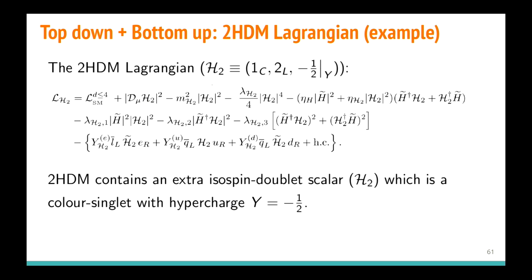So now if we try to match a top down analysis with a bottom up analysis, we take a classic example of a 2 Higgs doublet model, where in addition to the standard model Higgs like doublet, we have another doublet H2, which is a color singlet, an SU(2) doublet, and it has a hypercharge of -1/2, and this is the Lagrangian. So we have the standard model Lagrangian, which is d equals 4, and then we have all of these other terms, which include the kinetic term of the second Higgs, the interactions between the second Higgs and the standard model like Higgs, and so on. So this is the Lagrangian that describes the 2 Higgs doublet model.